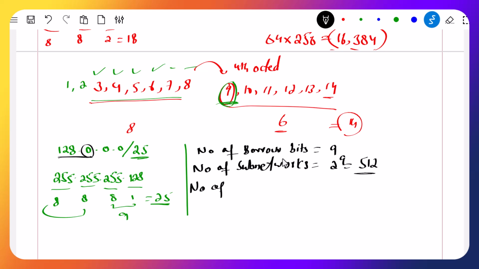And number of hosts per subnetwork will be how much? Very simple, 2 power h. What is the h value now?